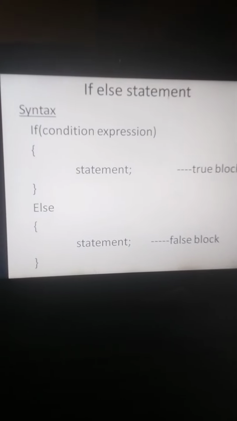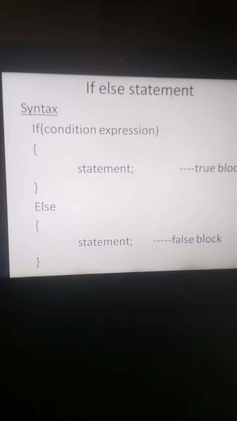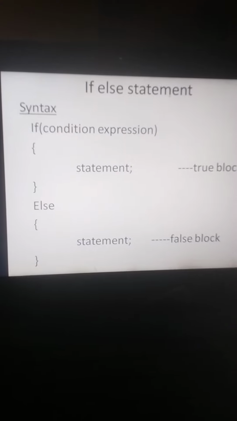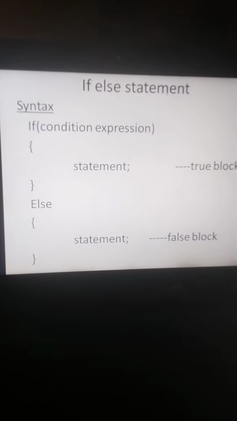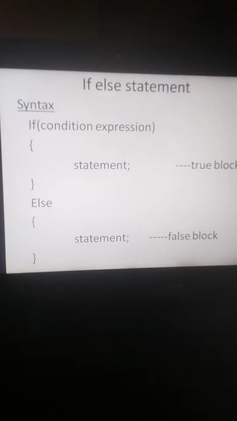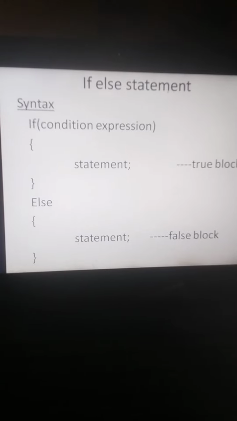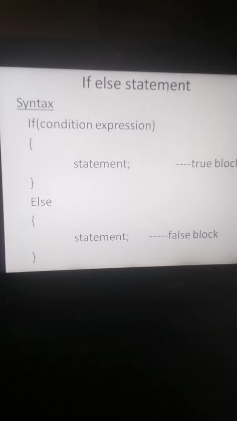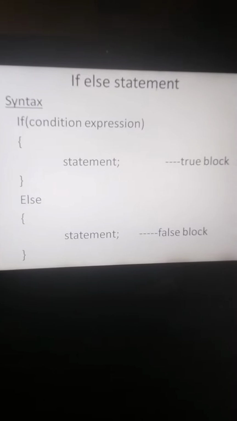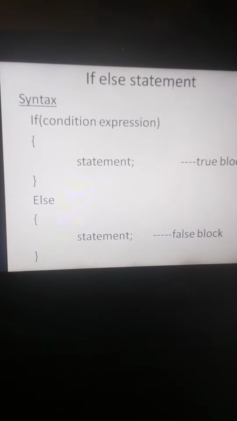With respect to every decision making statement, the textbook has given the expansion or description, so please go through them. I will send that afterwards. Okay, thanks. This is the if else statement.